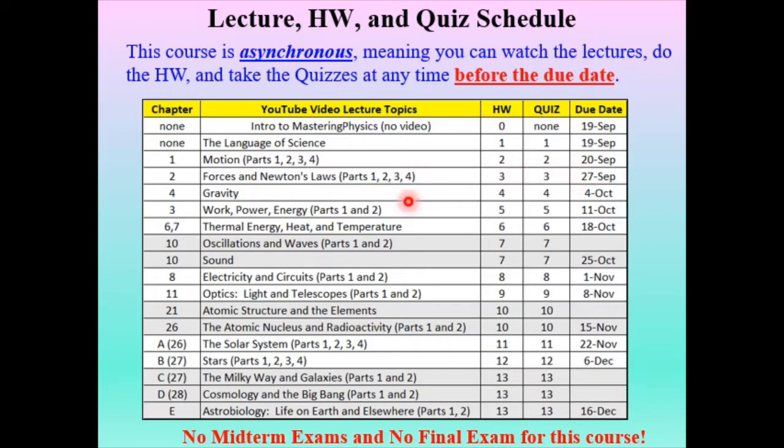Okay, and then you're just going to keep repeating this process. You're going to watch video, do a homework, take a quiz by the due date. The only other couple of things I want to point out here is, let's see, for chapter 10, actually there are 3 videos, oscillations and waves, parts 1 and 2, and sound. This is all homework 7 and quiz 7, which is due October 25th.